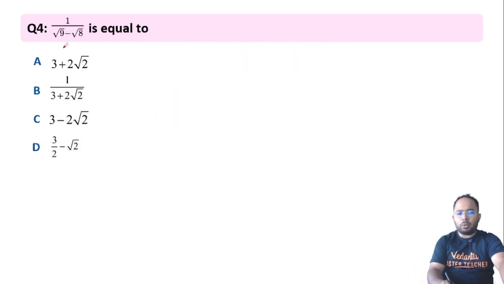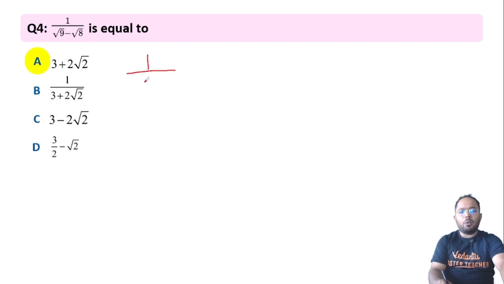1 by under root 9 minus under root 8 is equal to how much? Okay, students. So let's see the answer. The right answer is 3 plus 2 root 2. How can we get it?